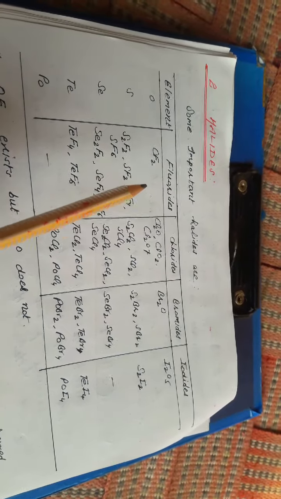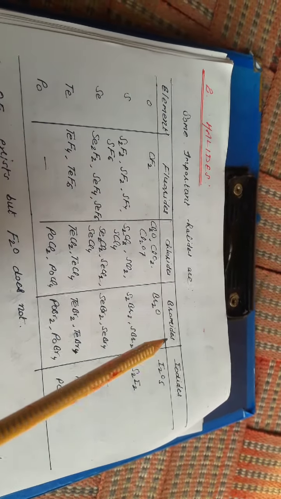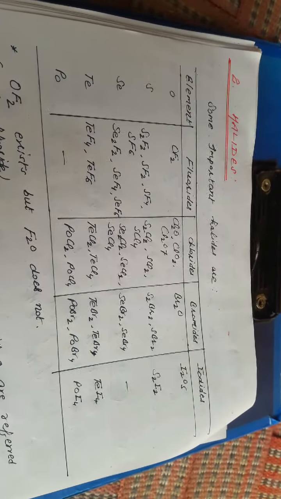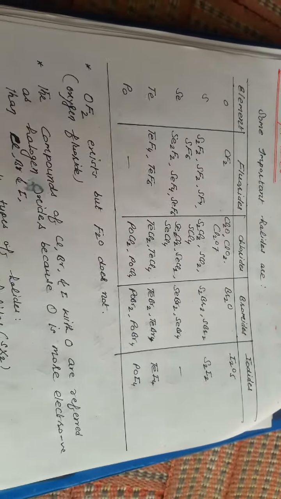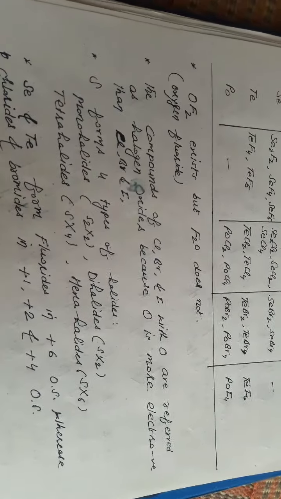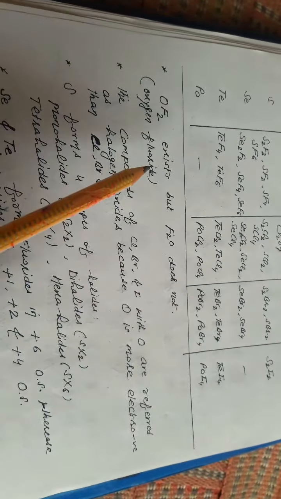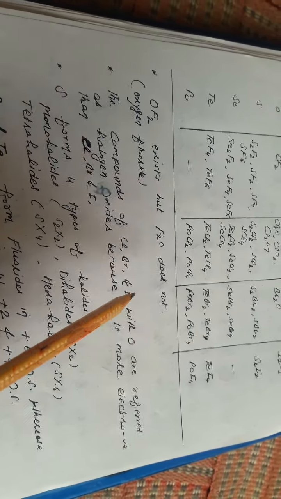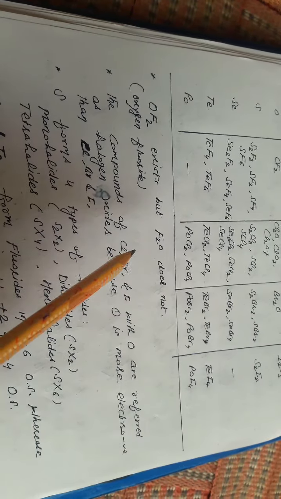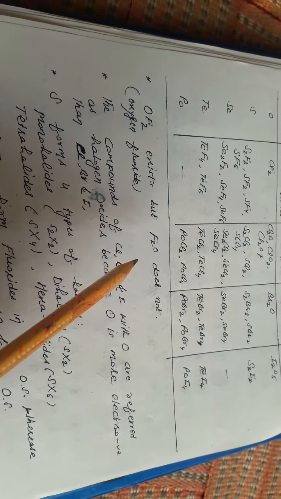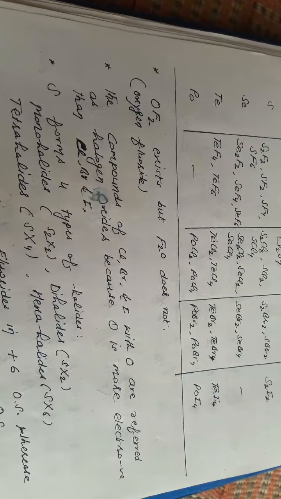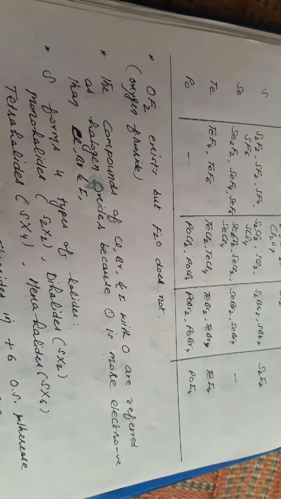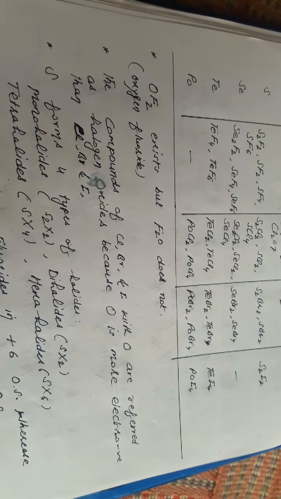Oxydifluoride first is, second, this whole table you can see, and some important points related to this table about halides. Oxydifluoride exists, but difluorine oxide does not exist. Why? Because oxygen is less electronegative than fluorine, and fluorine is more electronegative than oxygen. So the fluoride form exists, but the fluorine oxide form does not exist.